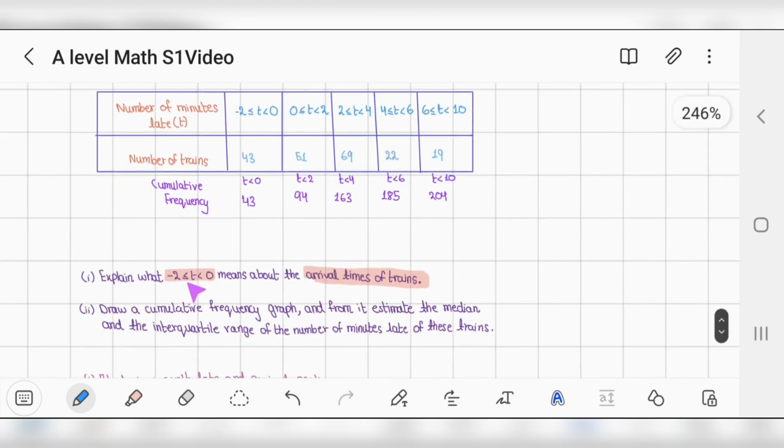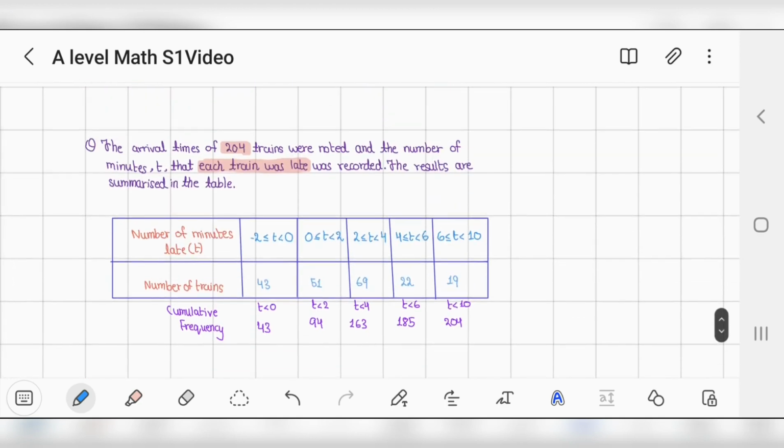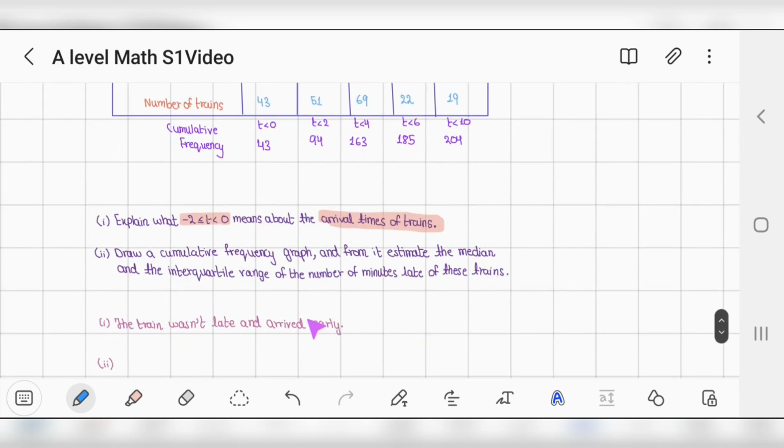Explain why 0 to 2 in this interval means something about the arrival time of the train. Since it says that how late each train was is recorded, but since it's in minus, these are the number of minutes late, and since it's less than 0, it means the train arrived early. So 43 trains arrived early. The train was late and arrived early.